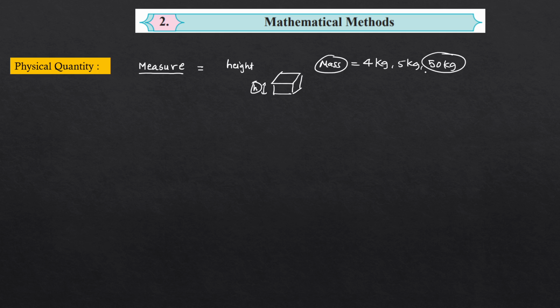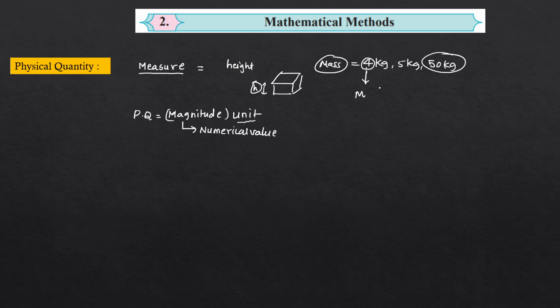How to represent a physical quantity? Physical quantity, कैसे represent करते हैं? A physical quantity always has a magnitude and a unit. For example, mass: 4 is your magnitude, which we can say is the value. Magnitude का simple meaning होता है numerical value. Magnitude means your numerical value, and units means SI units. So 4 is the magnitude, kg is the SI unit.